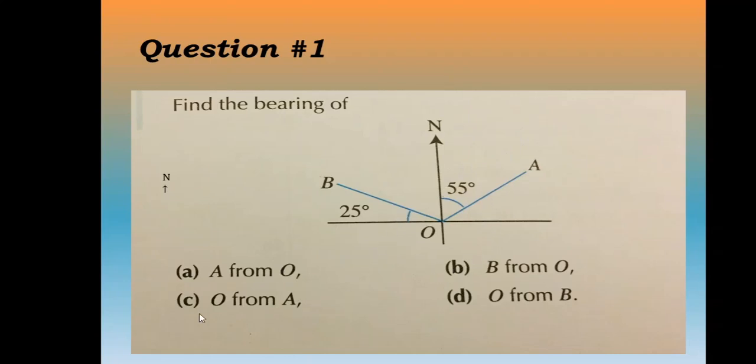But for the third part, the bearing of O from A, here at A we'll draw the north. Then from the north at A to O, this angle will be measured. And then for the last part, the bearing of O from B, from B means we'll draw the north at B over here, then start from the north at B to O. This angle will be measured. Here is the solution.